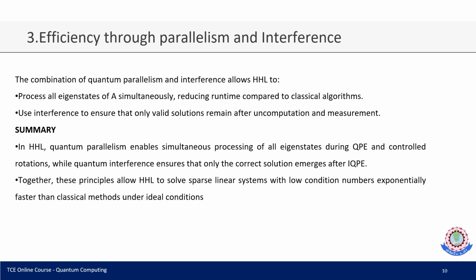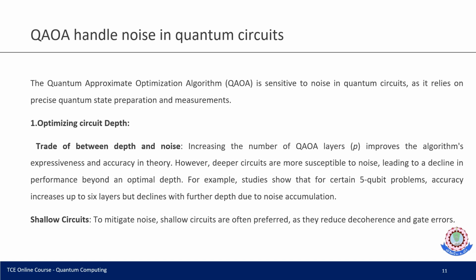So here is the final summary. In HHL, quantum parallelism enables simultaneous processing of all the eigenstates during QPE and controlled rotation, while quantum interference ensures that only the correct solution emerges after IQPE. Together, these principles allow HHL to solve sparse linear systems with low condition numbers exponentially faster than classical methods under ideal conditions. The next thing is how QAOA handles noise in quantum circuits.